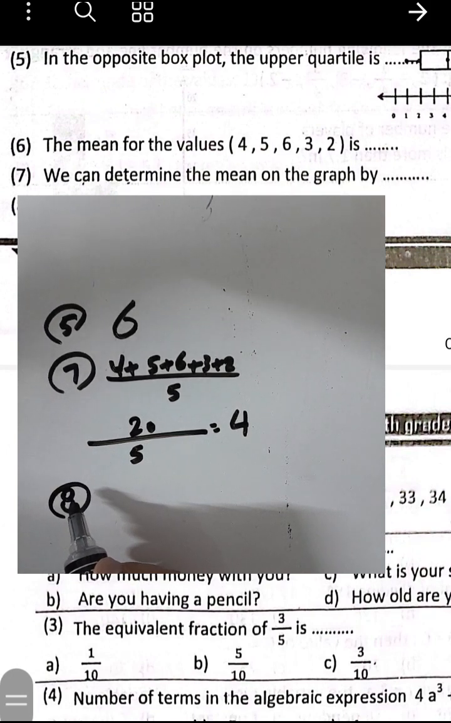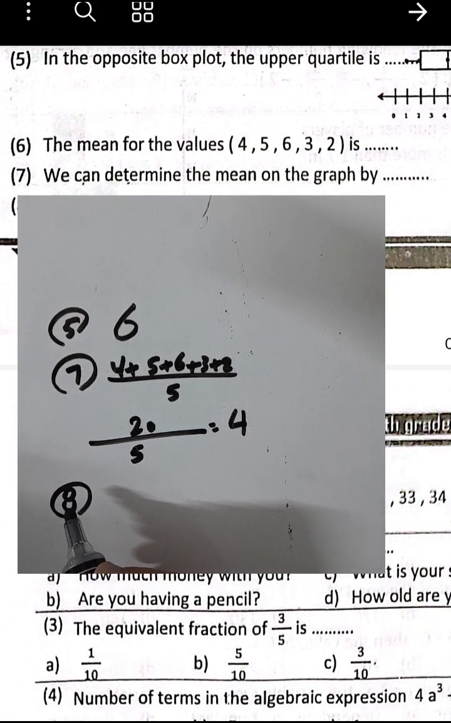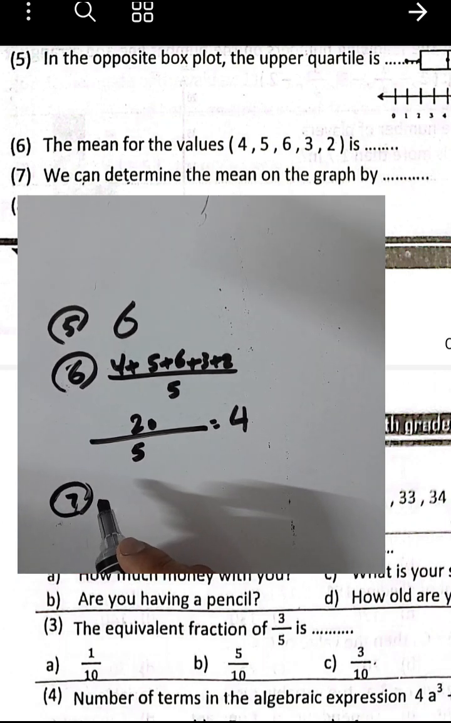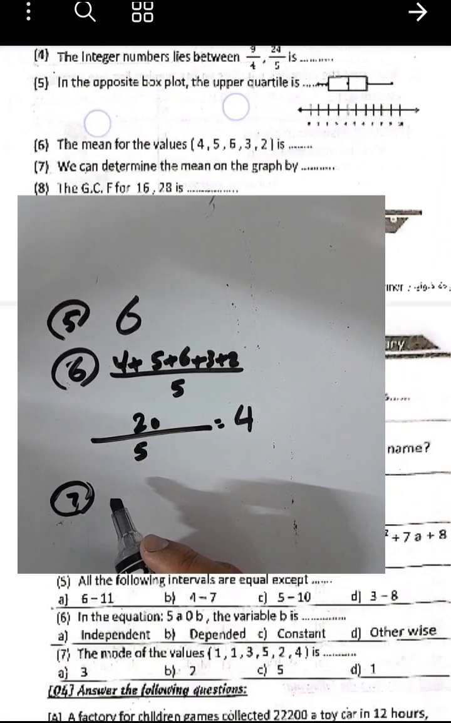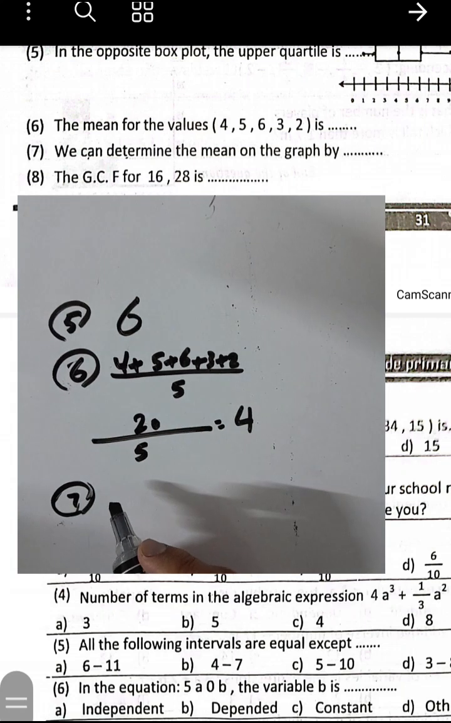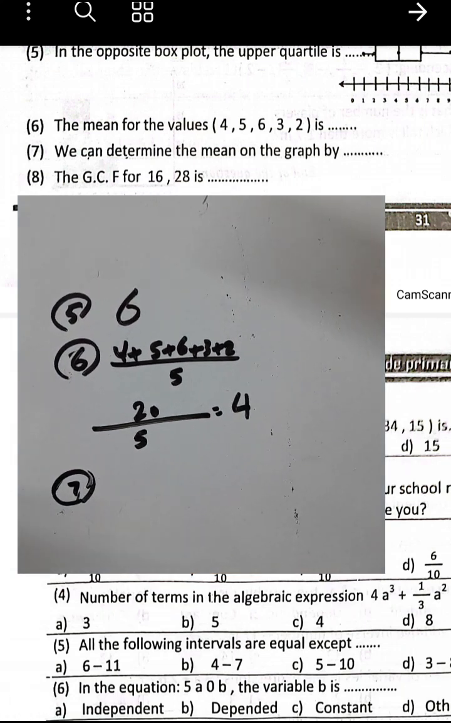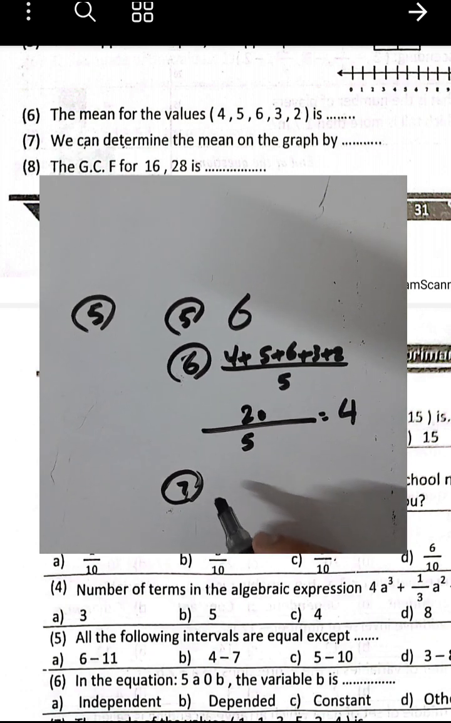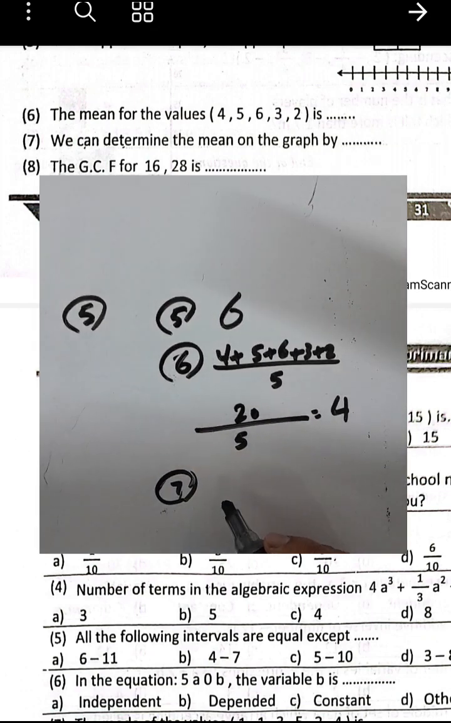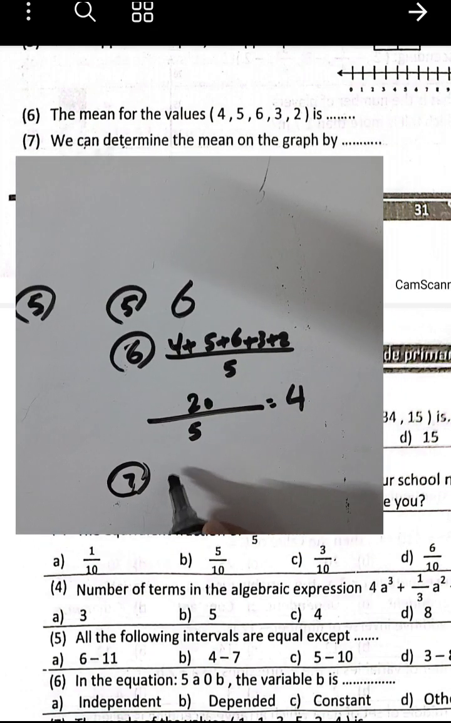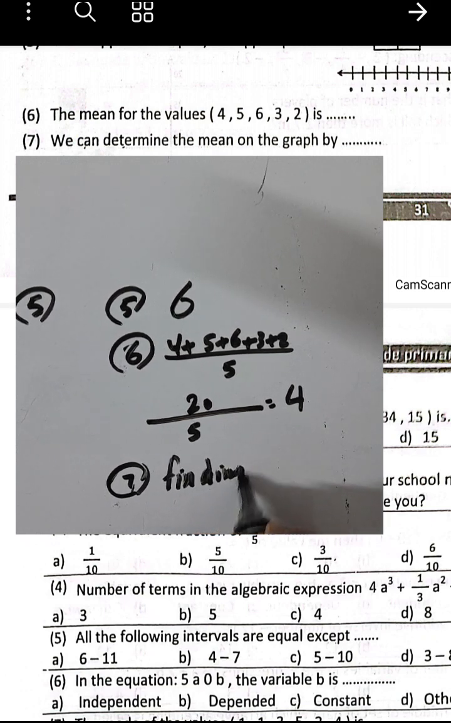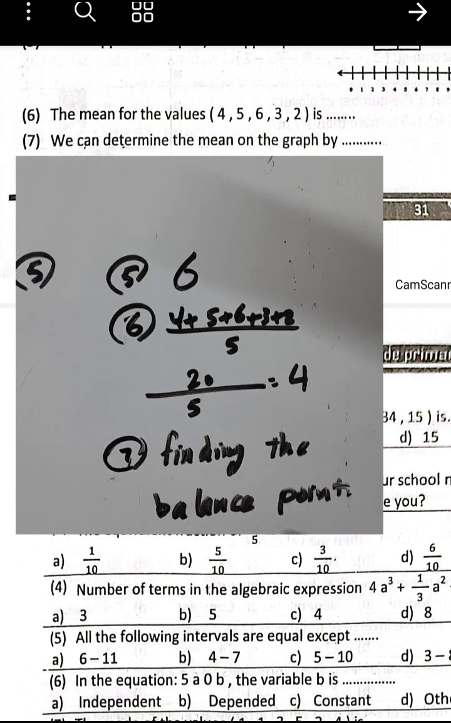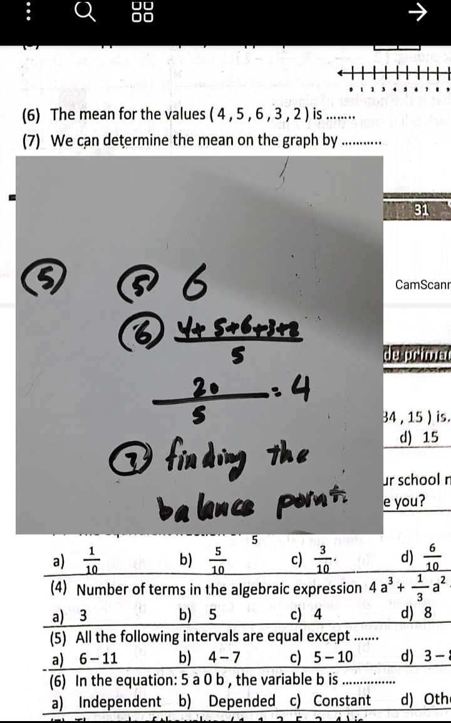Question 7. We can determine the mean on the graph by finding the balance point. Again, we can determine the mean on the graph by finding the balance point.